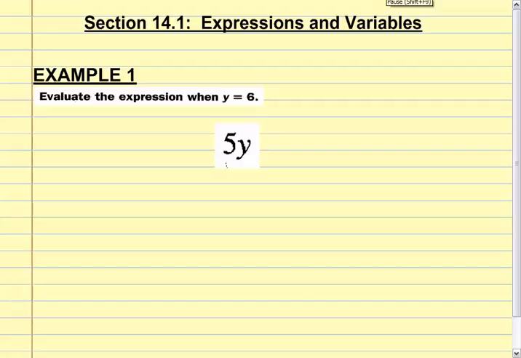Okay, folks, section 14.1, expressions and variables. A lot of this stuff we know. Remember, section 1 is generally introducing a lot of topics or reviewing some topics to bring in some new stuff, okay? You know how to do this.